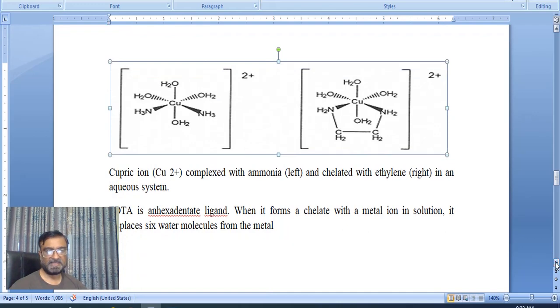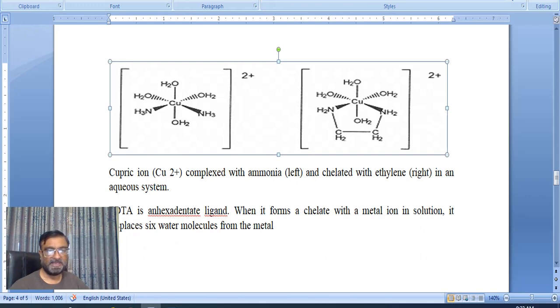EDTA has many more sites to make chelates. You can see here the different sites to chelate copper, chelating with water, OH2, NH3, OH2, NH3. It is hexadentate, so it can combine at 1, 2, 3, 4, 5, and 6 points, and it also has a ring structure.